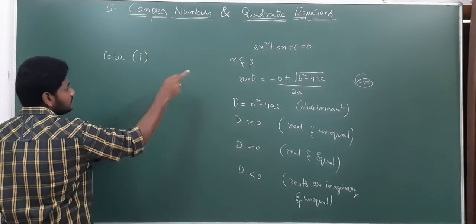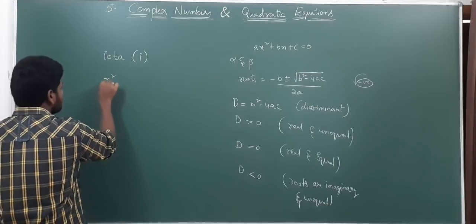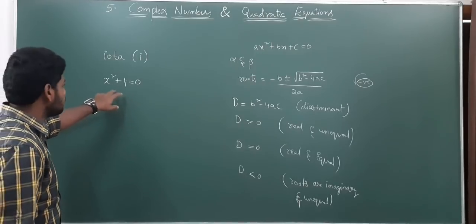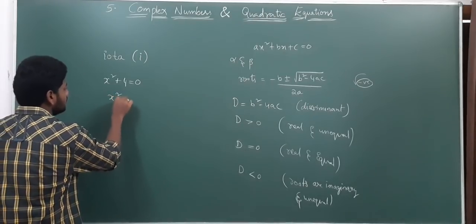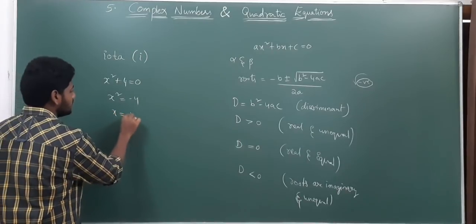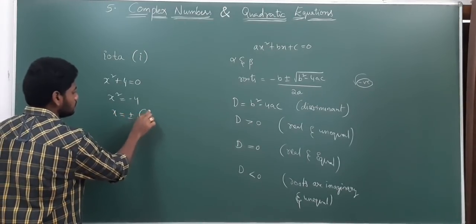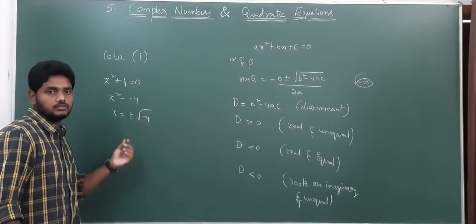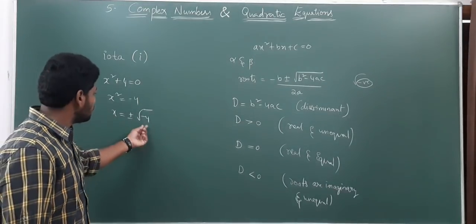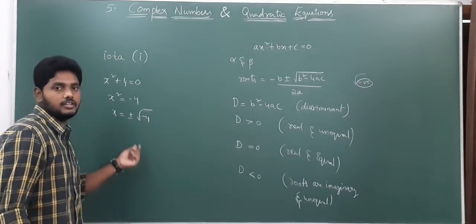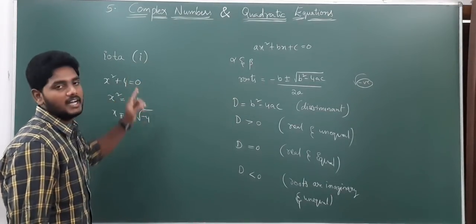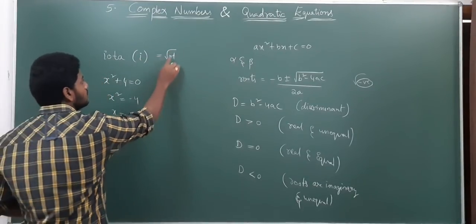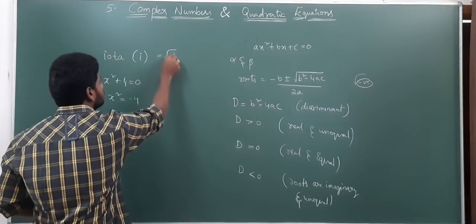For example, if we have x square plus 4 equal to 0, this is a quadratic equation. From this, x square equal to minus 4, so x is plus or minus square root of minus 4. Do you know the square root of minus 4? We don't have it. So in order to find such numbers, they have introduced an imaginary number represented by i. The value of i is equal to square root of minus 1.